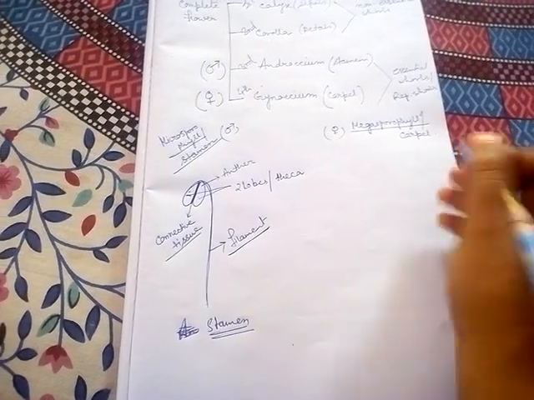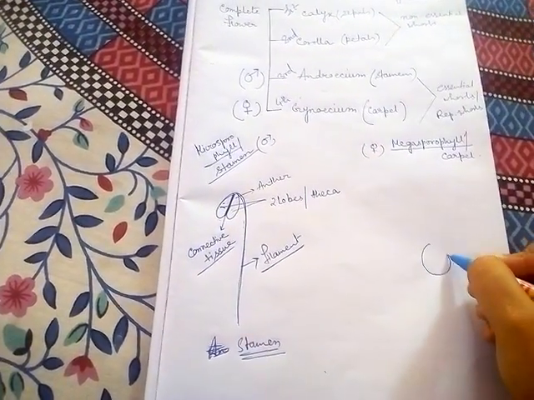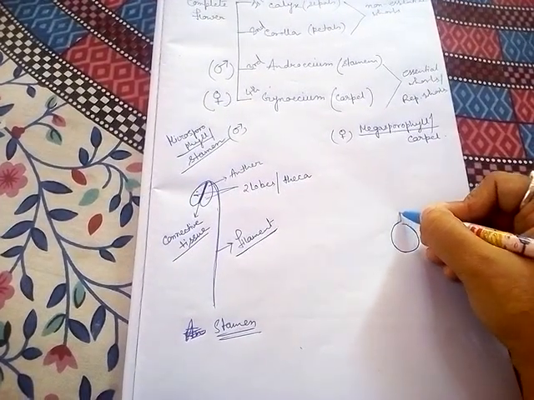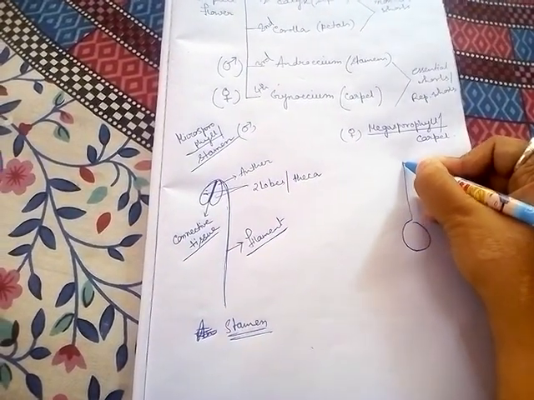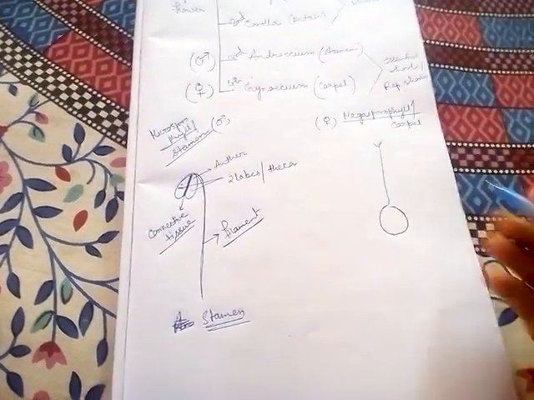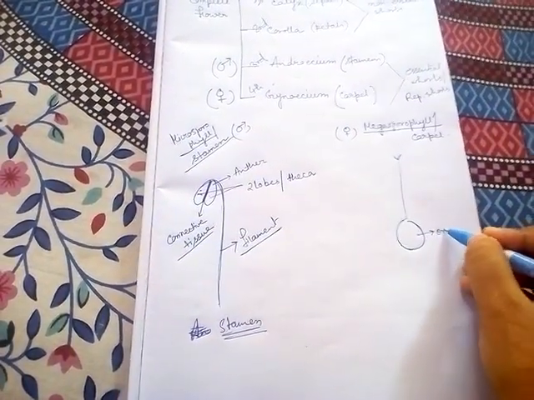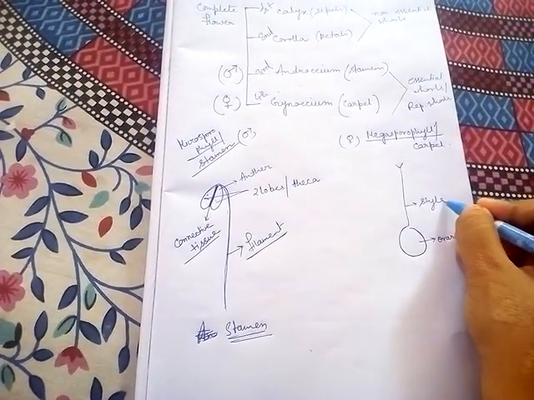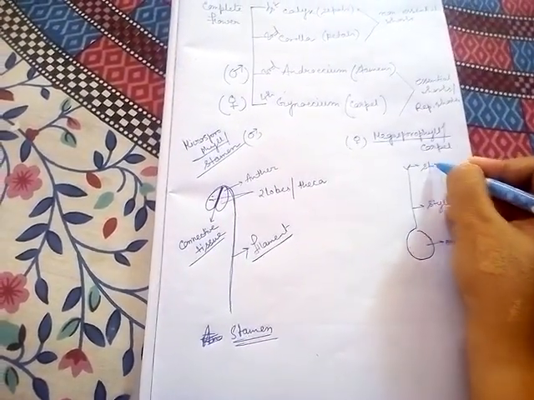And a carpel is made up of 3 units. The basal swollen part is the ovary, the stalk-like structure is the style, and the upper part is the stigma.